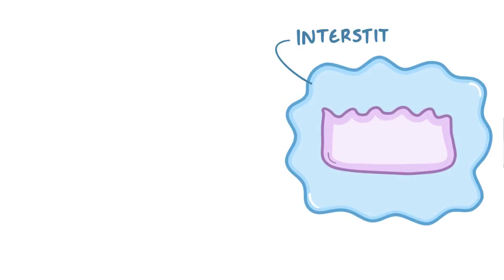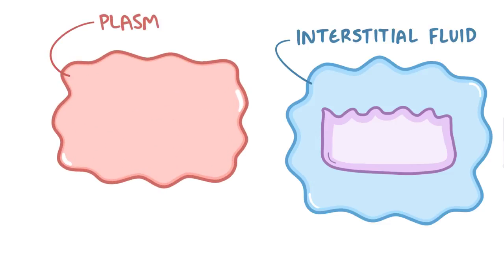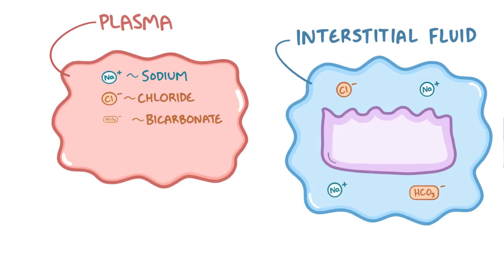The extracellular fluid can be subdivided further into interstitial fluid, which is the fluid that can be found surrounding the cell, and plasma, which is the aqueous portion of blood. The major cation in extracellular fluid, both in the interstitial fluid and in the plasma, is sodium, and the major anions are chloride and bicarbonate.